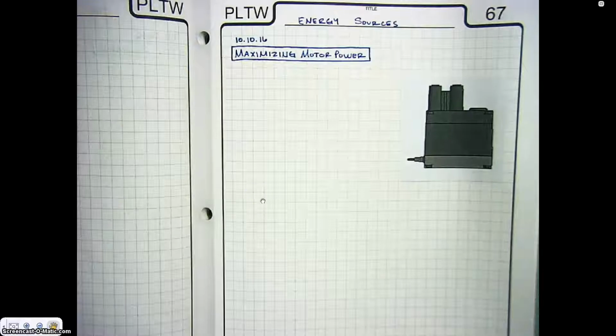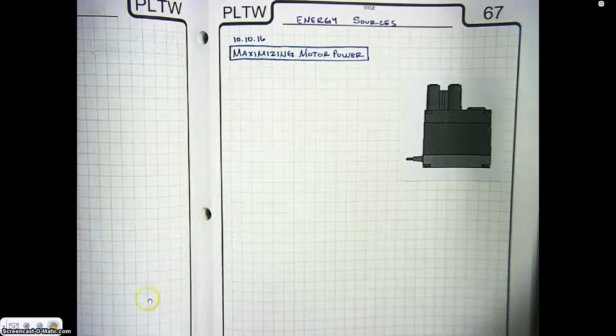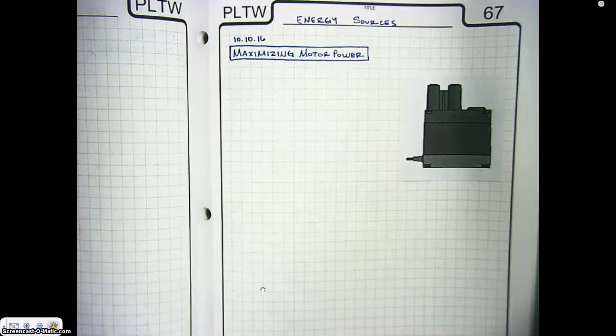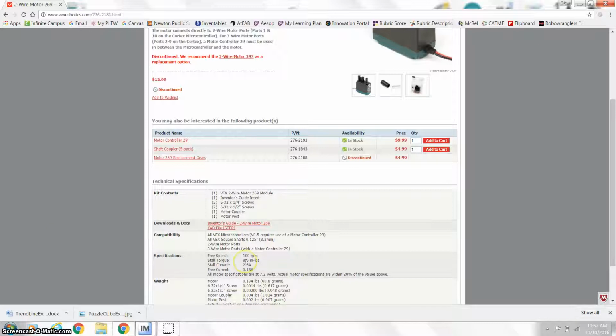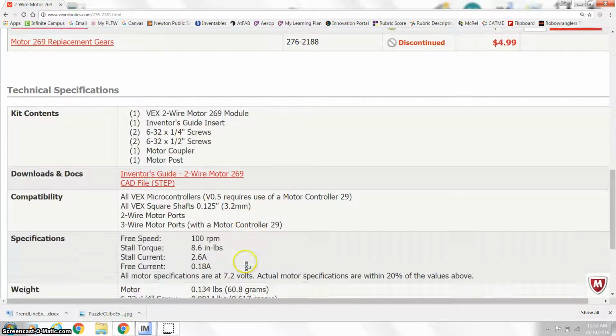We're going to go over an example for how to maximize a motor's power. So the first thing we need to do is know a little bit about our motor. Here's our motor right here. It's a VEX 269 motor, and what I did is I went out to the internet and searched for the motor and found the specifications on the motor.